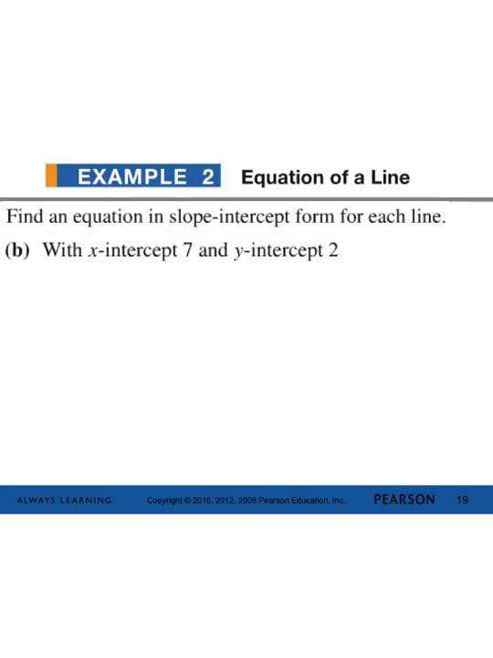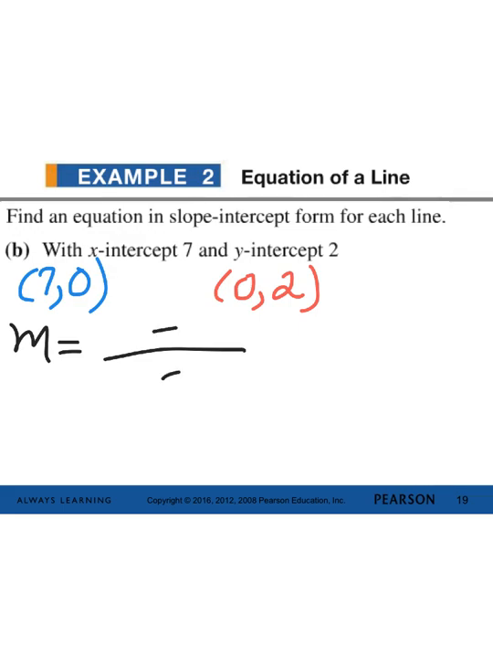Example 2 is similar, except what we're given here is an x-intercept and a y-intercept. The x-intercept has an x value of 7 and a y value of 0. The y-intercept has an x value of 0 and a y value of 2. And we'll just do our slope formula to find a slope. So that gives us -2 over 7 is our slope.